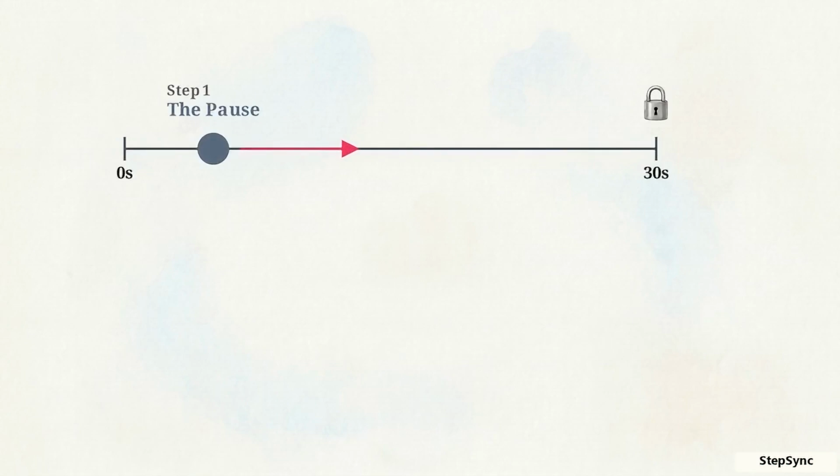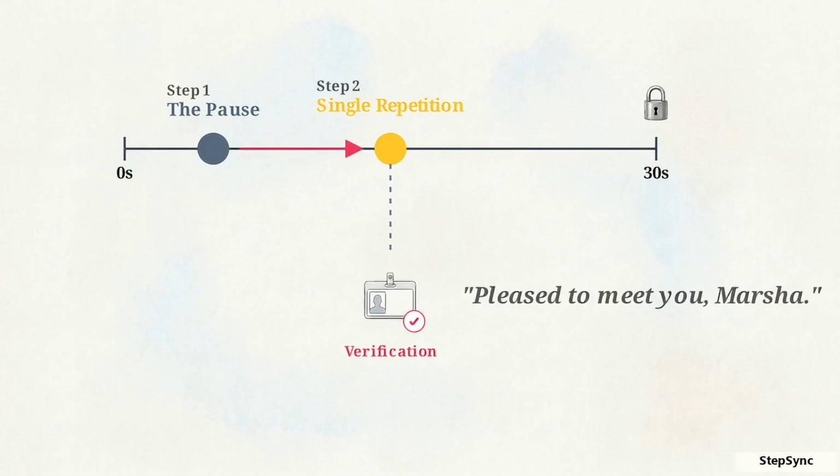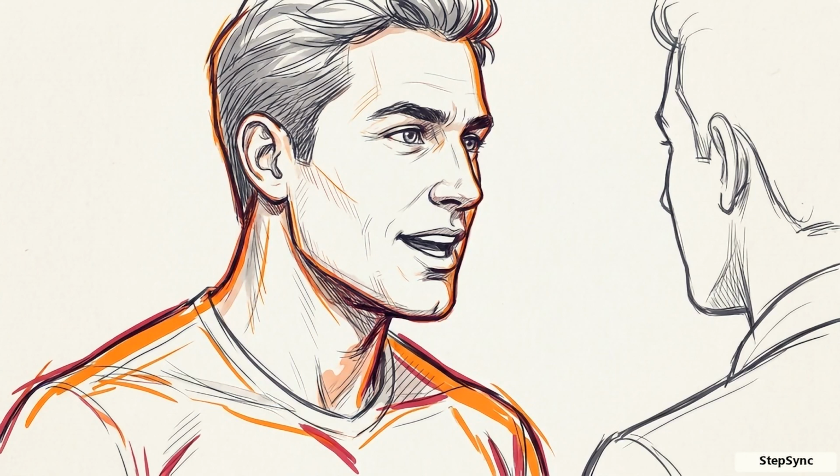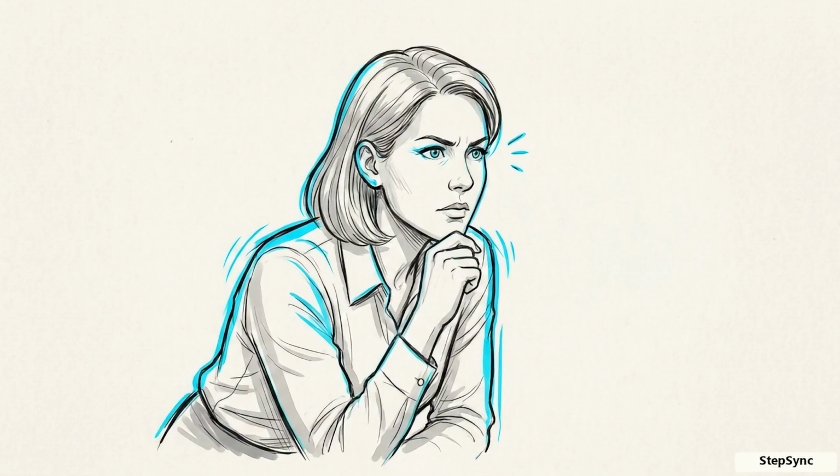That leads to step 2, the single repetition. Once you've paused, work the name naturally into your very next sentence. "Pleased to meet you, Marcia." By saying it aloud, you force your brain to actively produce the name instead of just passively hearing it. Producing information makes it stickier than receiving it.